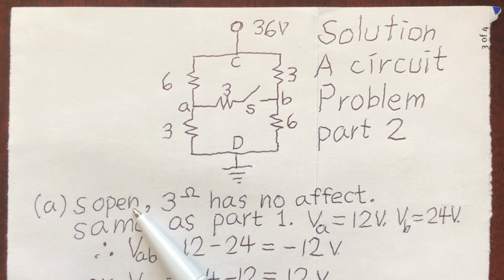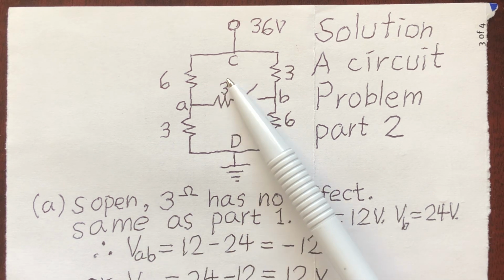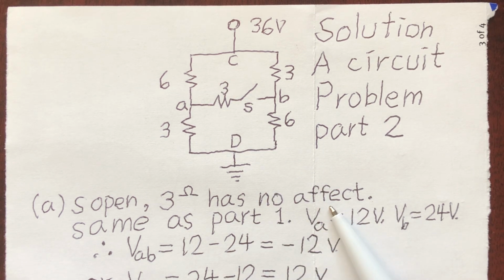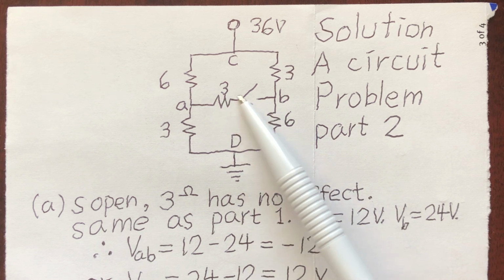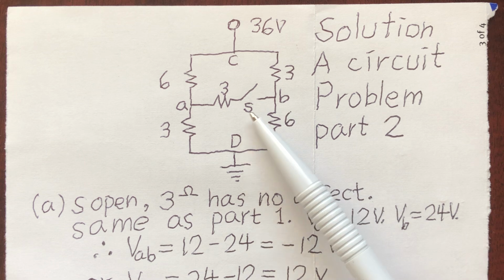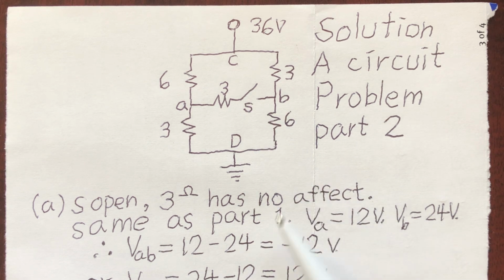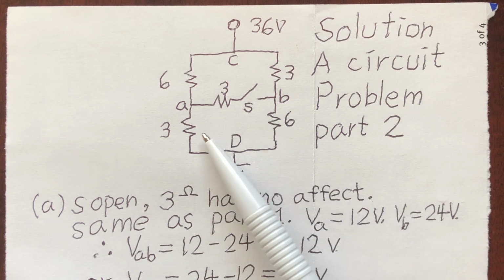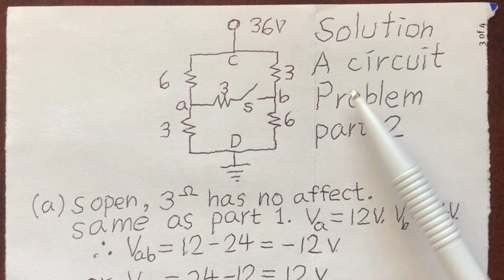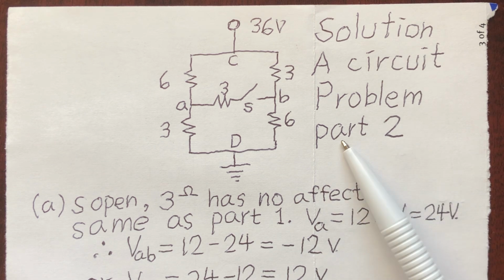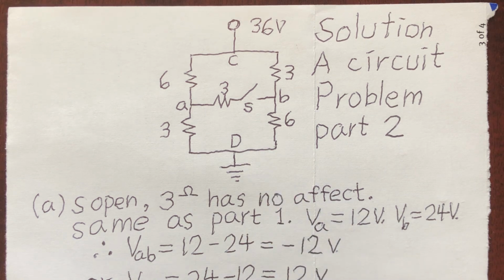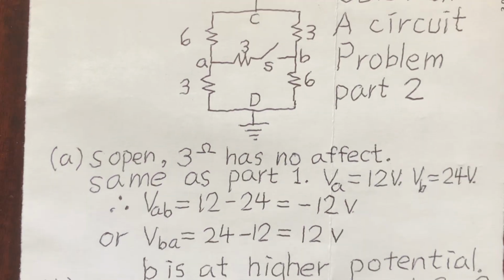When S is open, this resistor, 3 ohm resistor, has no effect. It looks like there is nothing there, nothing between A, B. So that is the situation when S is open. Therefore, this question, the potential AB, is the same as the circuit problem part 1. In part 1, we don't have the 3 ohm resistor. So the answer is the same as the part 1 answer.